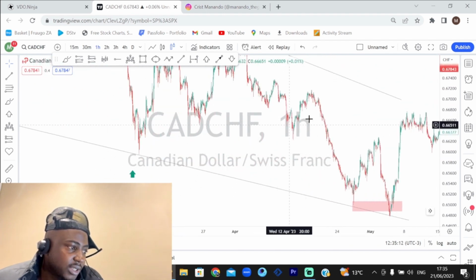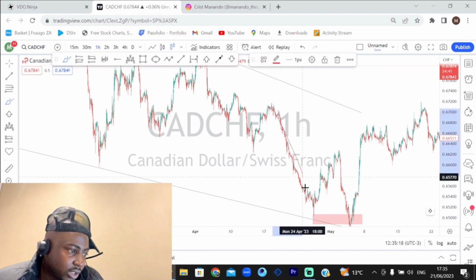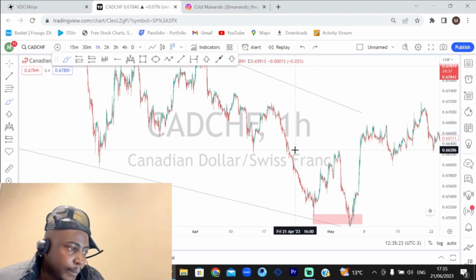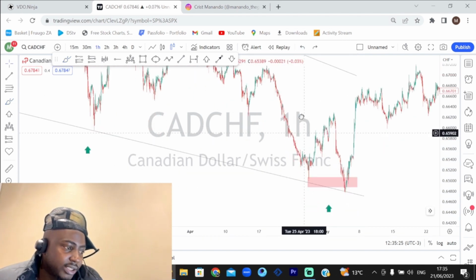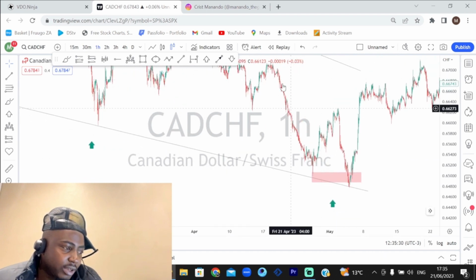So as you can see with this one, it really didn't. The price just sold off straight to the third touch. And usually that's not a good idea because the price can just continue going to the downside as there was no depth. It was just a straight impulse to the third touch.